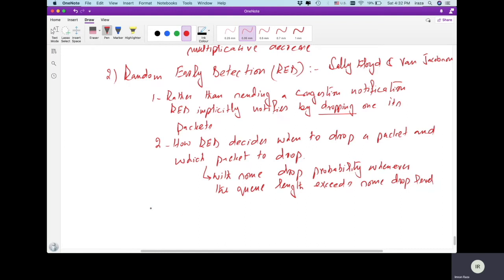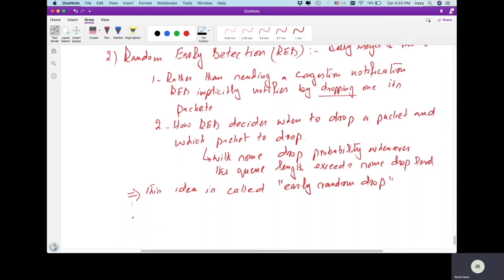And that's why this idea of dropping packets early with a probability is called early random drop. Early random drop. Okay.